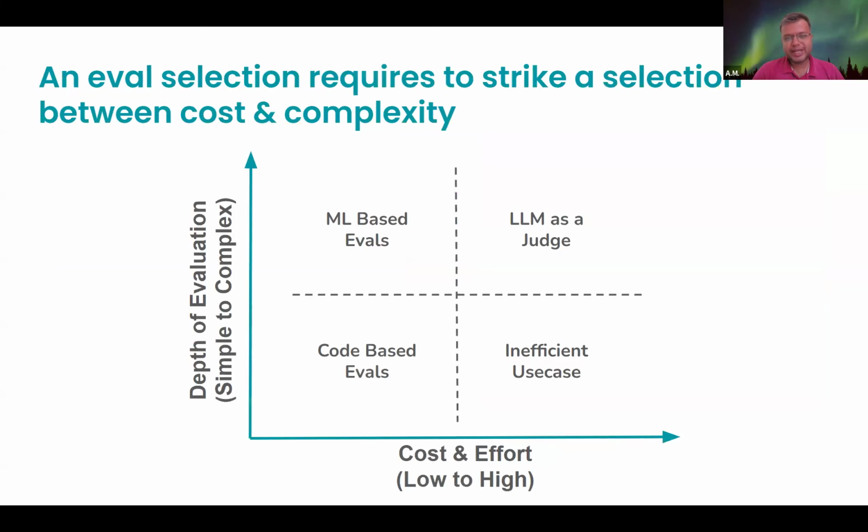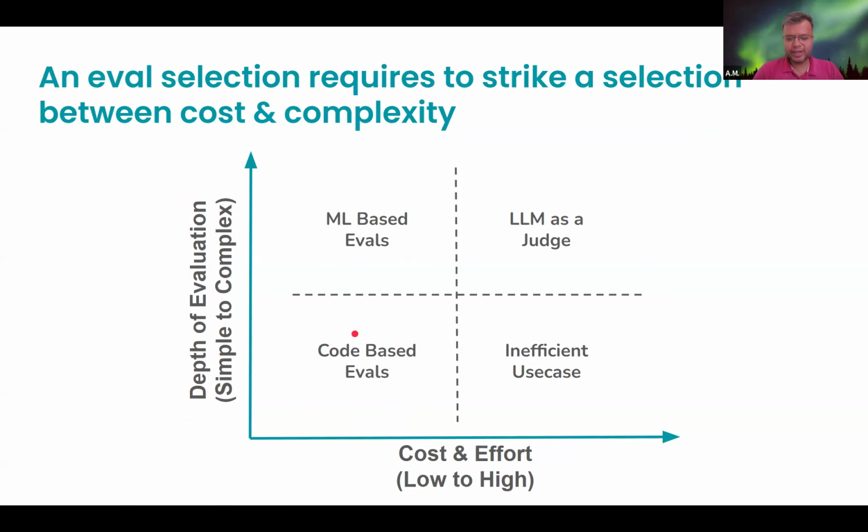We can also put this entire framework in a 2x2 matrix, and I think this is a simple framework that you can keep in mind. Plot the cost and the effort required to do an evaluation on the x-axis, and the complexity of the evaluation on the y-axis. The bottom-left quadrant is the right fit for code-based evals. Why? Because the cost required to even generate this eval is very, very low, and so is the effort. And the problem you're trying to solve is not very complex.